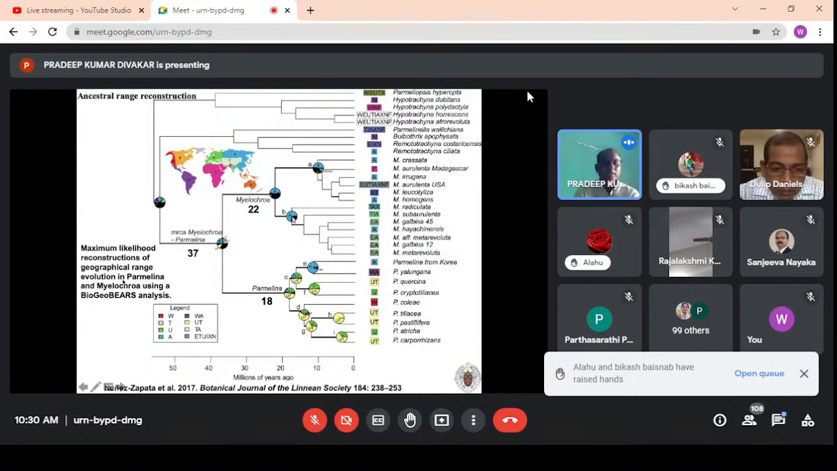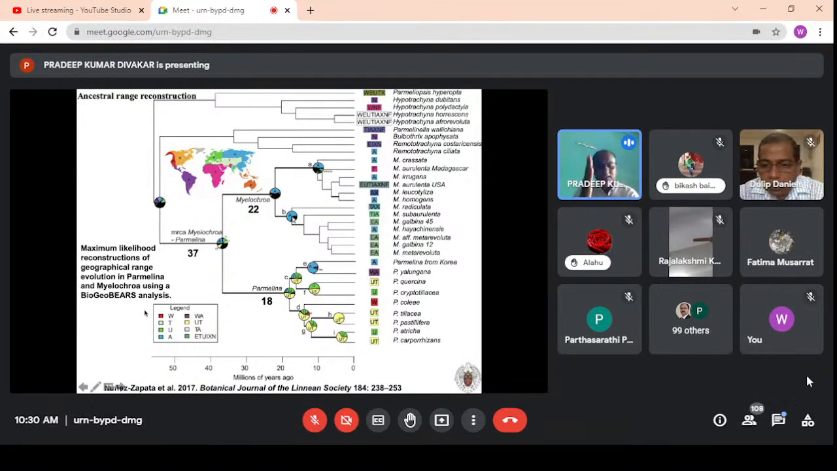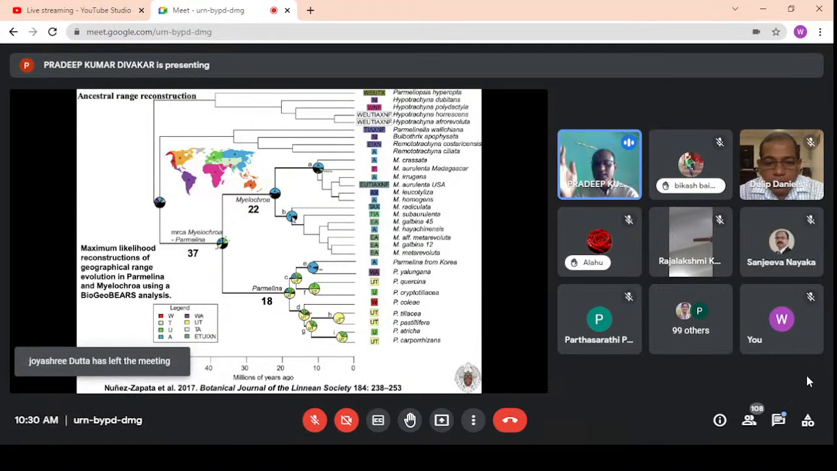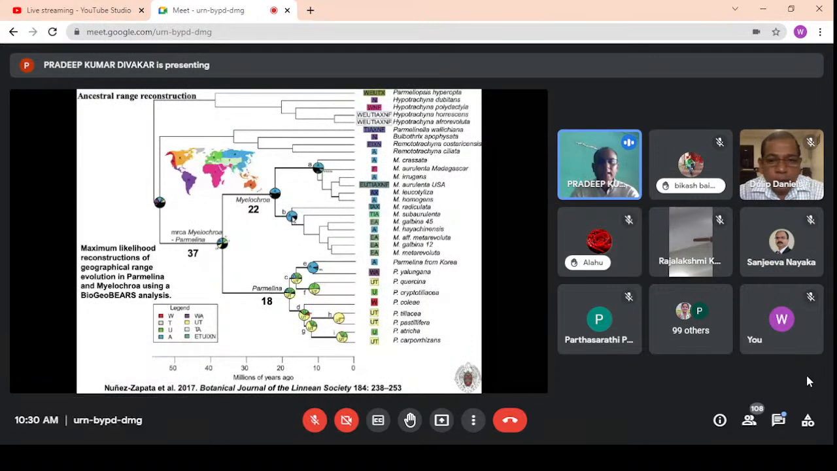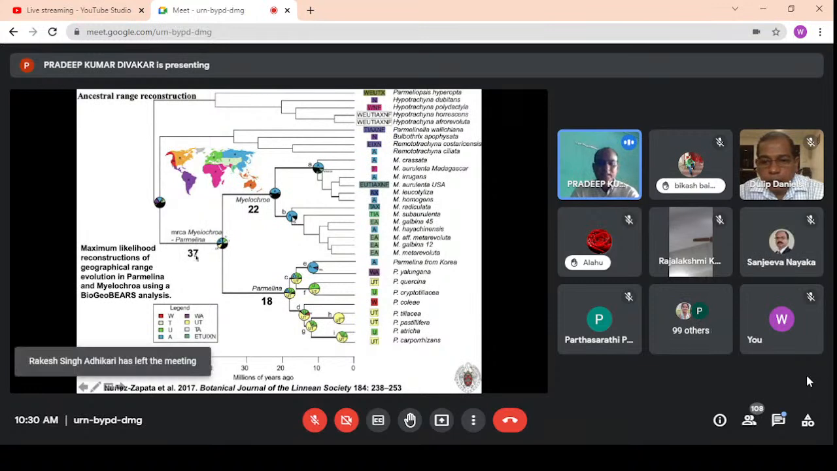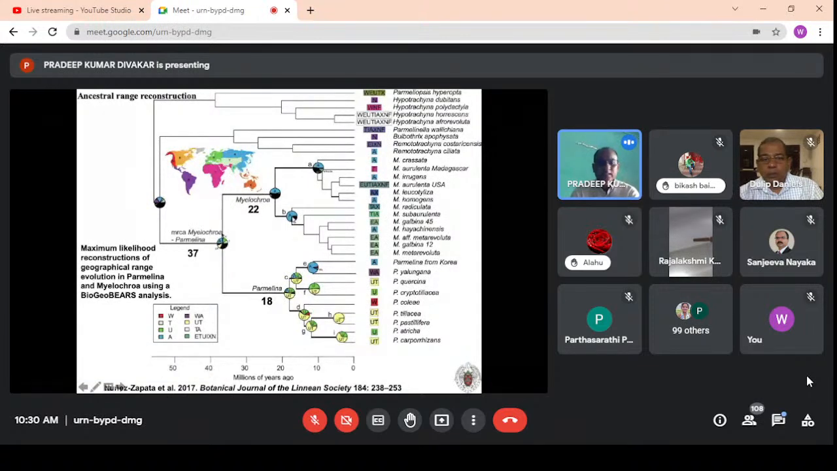In that case, we used another program called BioGeoBears, which also used the molecular phylogeny, and similarly we encoded the geographic distribution, and then we were interested in knowing the origin of the Milochrova and the Pamelina clade. Here Milochrova and Pamelina clade evolved more or less 37 million years ago, and then diverged into the two groups, Milochrova and Pamelina.